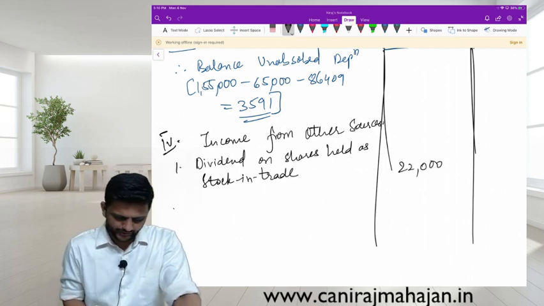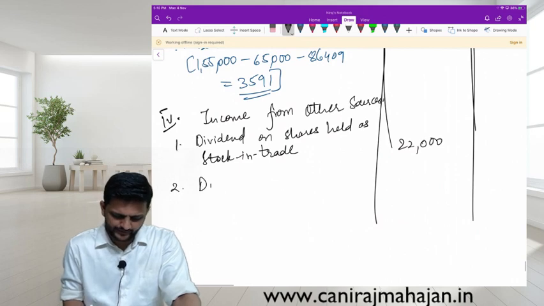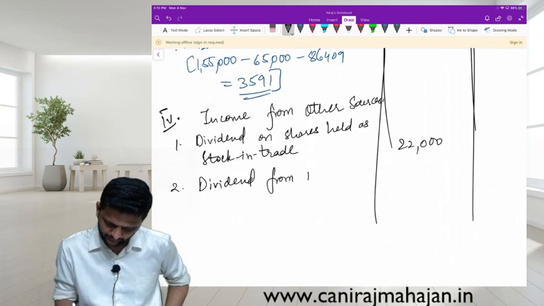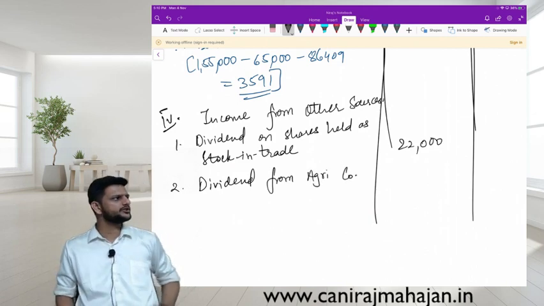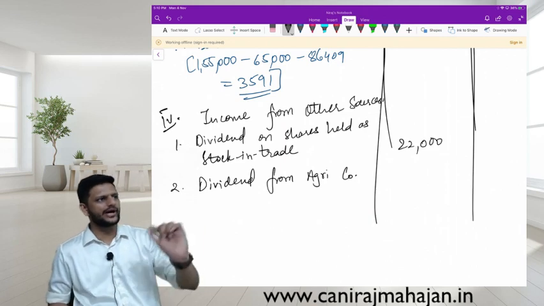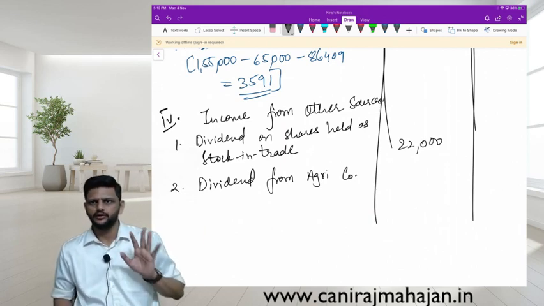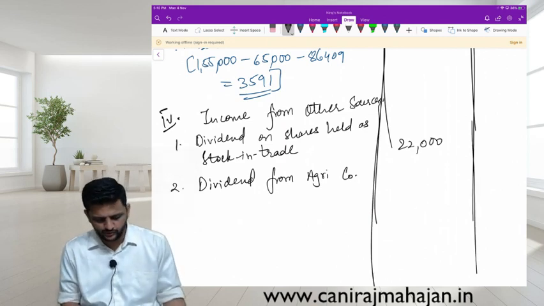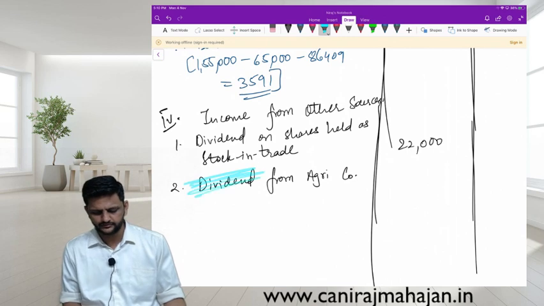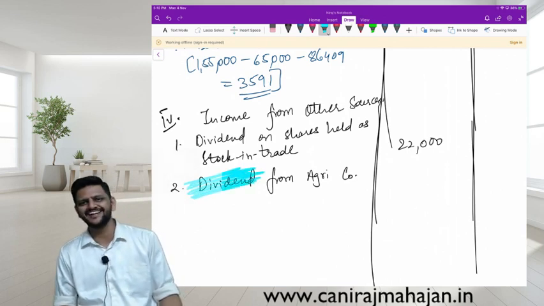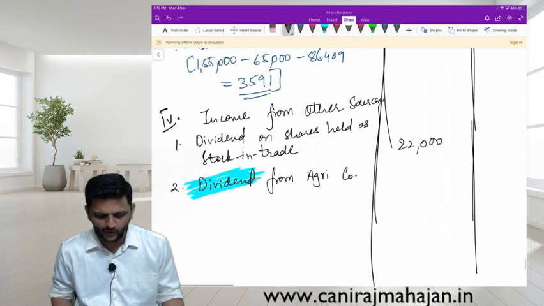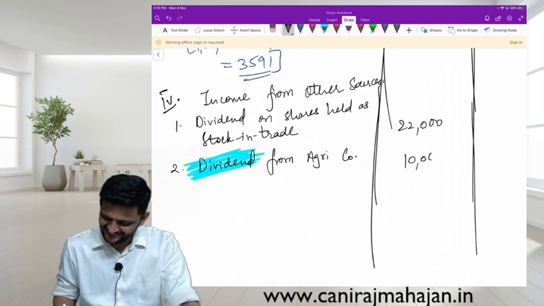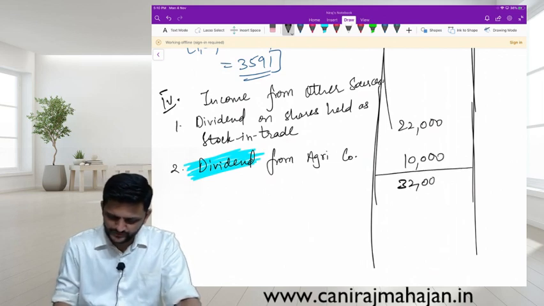22,000. Point number 2, dividend from agri company. Doesn't matter at all. Correct? See this, they are giving you this to test whether you are exempting it under 10(1) or 10(34). The company can be in any business, doesn't matter. Your income is not their income, no? Your income is dividend. Correct? Which is exempt under section 10(34), not 10(1). How much? 10,000. 32,000. What will you say?